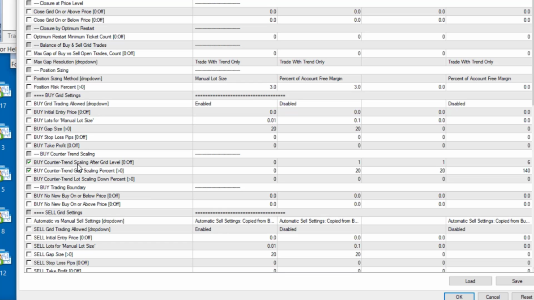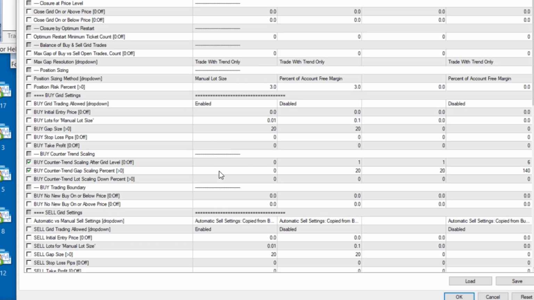So in other words, what it says is that when, let's say, there's a buy trend, you want your buy trades to have more or less the same grid size, but you want your sell trades to have much bigger grids because you don't want to open lots of sell trades. So this setting allows you to make bigger gaps for counter trend entries.